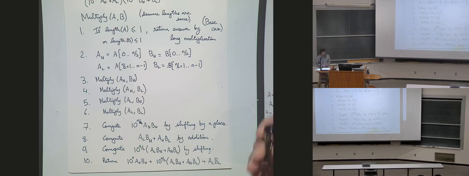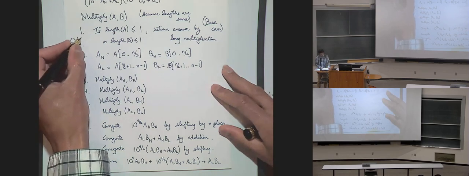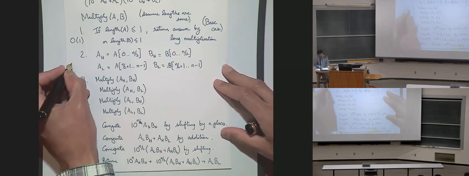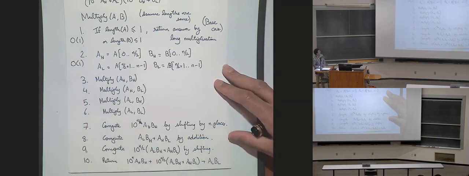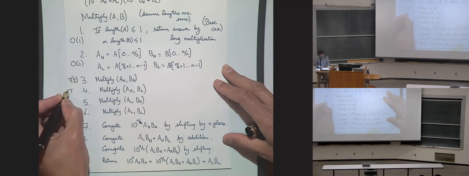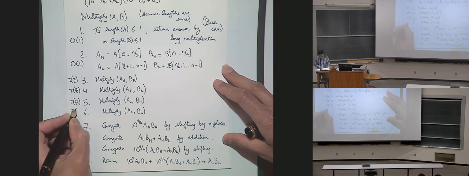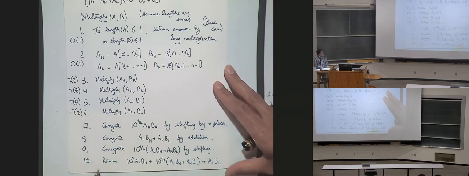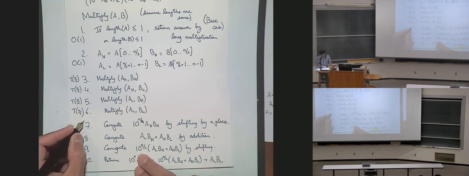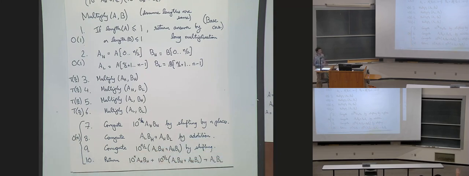Okay. So now let's write down the runtime. So this is just O of 1. And as we argued, this is just O of 1. Now each of these operations is T of n over 2. And all of these steps, these are just O of n. Yeah?